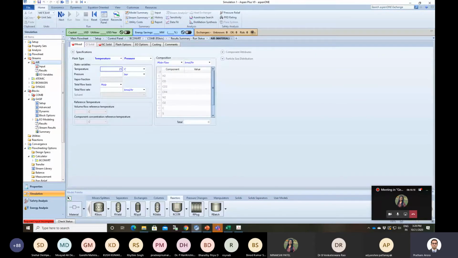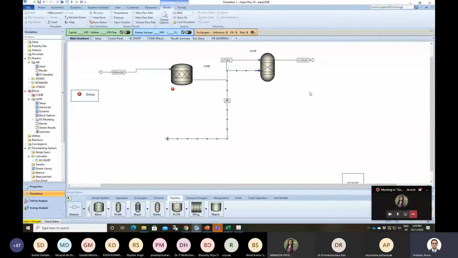And the air would come at around 25 degrees Celsius, 1 bar, and the mass flow rate could be around 2000. So if you remember correctly, gasification means an insufficient supply of air. And normally the stoichiometric requirement for 1 kg of biomass would be 5 kg of air. And for the gasification process, we normally choose 20 to 30% of it. So 2000 should be a good number. And we all know the mole fraction of air. I can choose mole fraction in here, and I can go for oxygen and nitrogen. So nitrogen would be 0.79 and oxygen would be 0.21. So this is how air is going in.